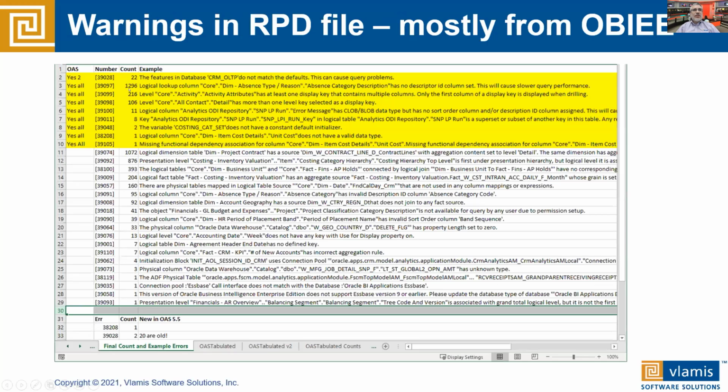This is what those warnings look like in the BI Admin tool. We exported them out to an Excel spreadsheet, and this doesn't match the defaults. This can cause query problems, all this type of stuff. And we did end up cleaning up some of this in that migration process. So you'll see these, and these are the new ones that it found. You can see the count of them, 1,296 of these. This is common because the same thing is in there over and over again. So this is why we looked at this and tried to figure out which ones are important, basically.